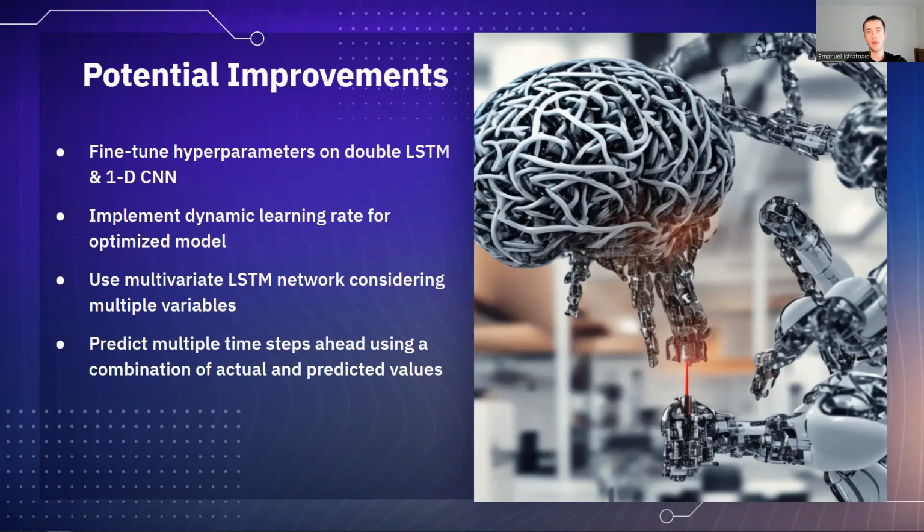However, we still want to refine and further understand the algorithms. As such, there are a few improvements that could be considered. For example, alternative artificial neural networks such as the double LSTM and the 1D CNN could be optimized, as they may provide a more powerful model when tuned. Implementing a dynamic learning rate that adjusts based on the number of epochs may optimize the model's efficiency and accuracy.